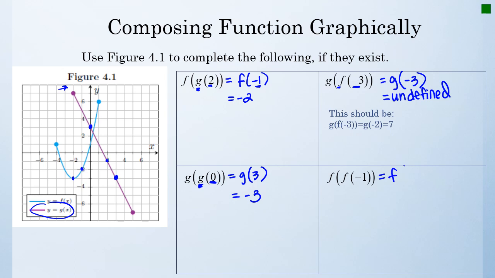f of f of -1. Input -1 into f, and we get -2. Now input -2 into f, and I get -3.